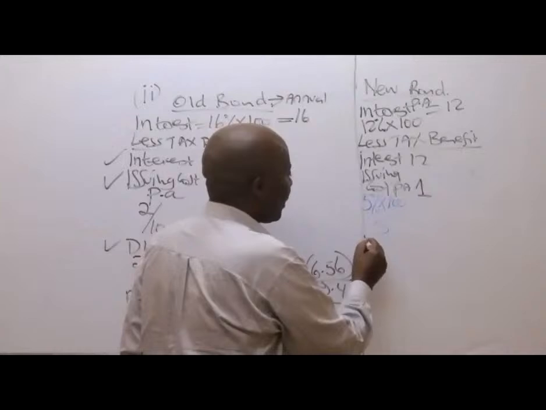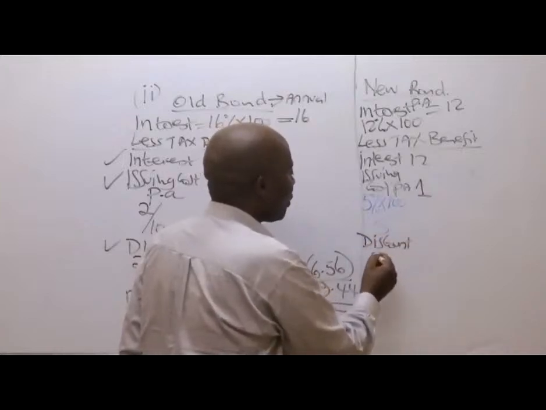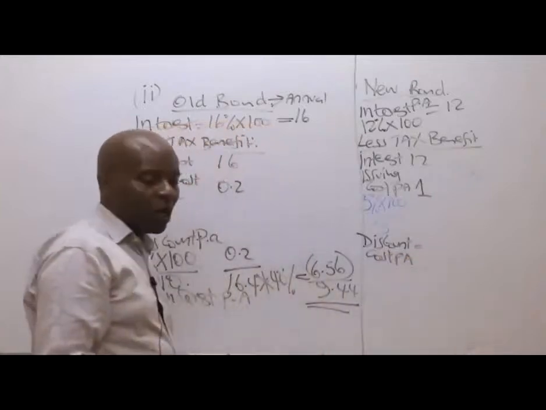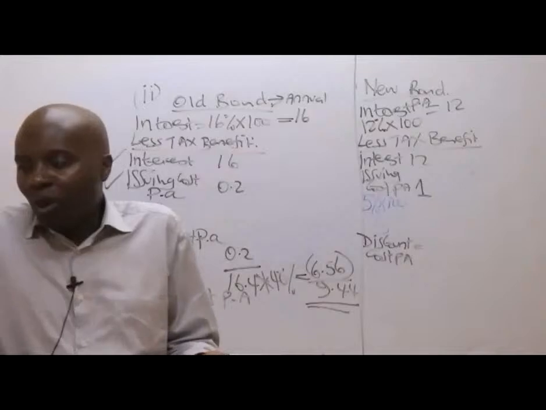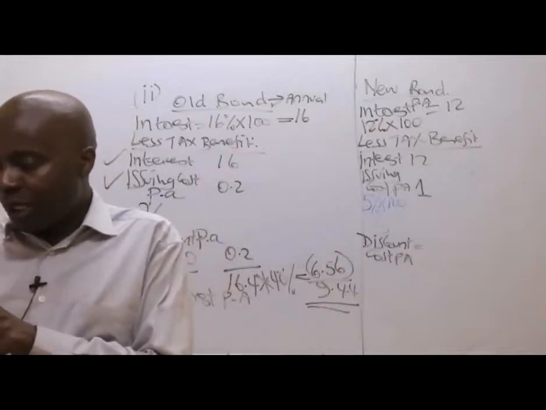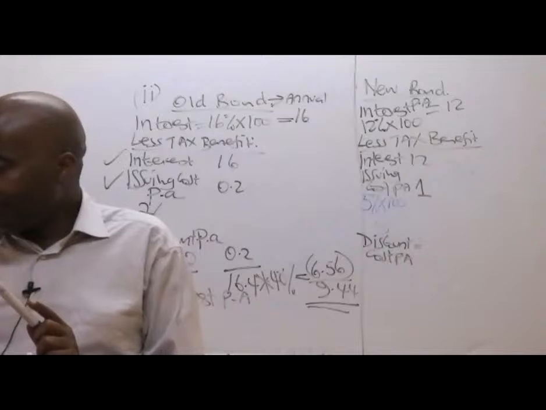Apart from that, kindly come and give me the discounting cost per annum. The discounting cost per annum, what do we have here? Discounting cost per annum for the new bond. For the new bond, I can see 0.6 throughout. 0.6 throughout. Only one student I've seen, Maalim, who has 0.4. I don't know how he got the 0.4, Maalim.